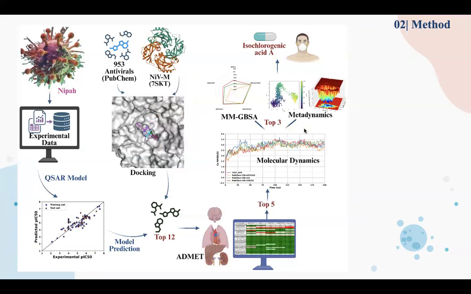To accelerate drug discovery, we developed a multi-layered in silico workflow. We started with a library of 953 antiviral compounds from PubChem. These were screened through a QSAR model to predict activity, followed by molecular docking into the Nipah virus M protein structure. The best candidates were then filtered for safety using ADMET profiling before undergoing 200 nanosecond molecular dynamics simulation to assess their stability.